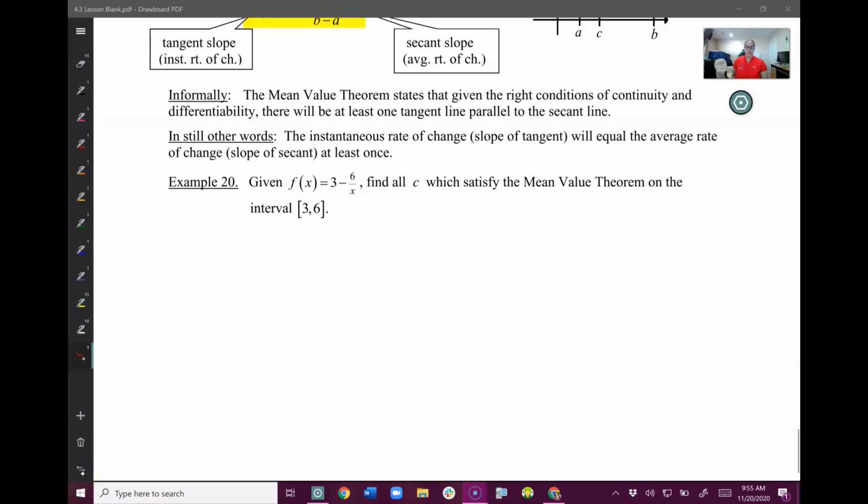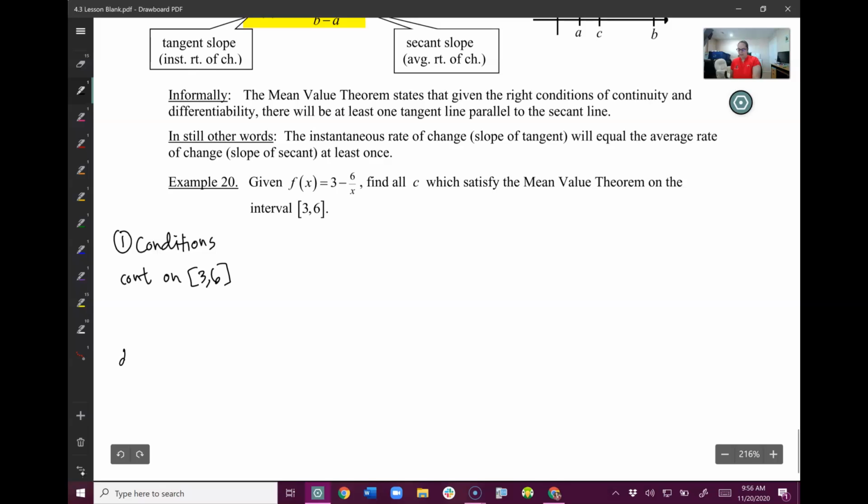Let's do a mean value theorem example problem. So, first off, anytime we do a mean value theorem, the first thing we need to do is look at our conditions. So remember, it needs to be continuous on the closed interval and differentiable on the open interval. That's what we need to know.